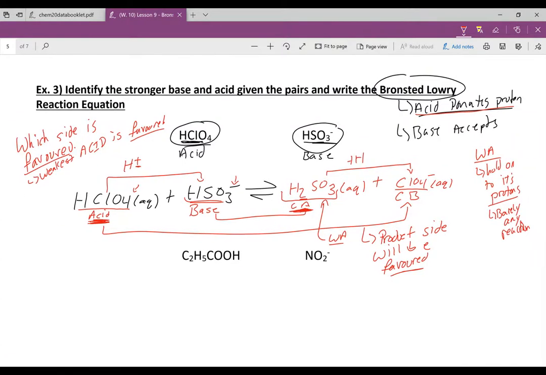So hopefully that was helpful. We were able to kind of review a lot of different things going on with acid-base reactions. We were able to go over Bronsted-Lowry definitions. We were able to determine using our data booklet what the possible reaction might look like, and we were able to even figure out which side would be favored in this acid-base reaction.